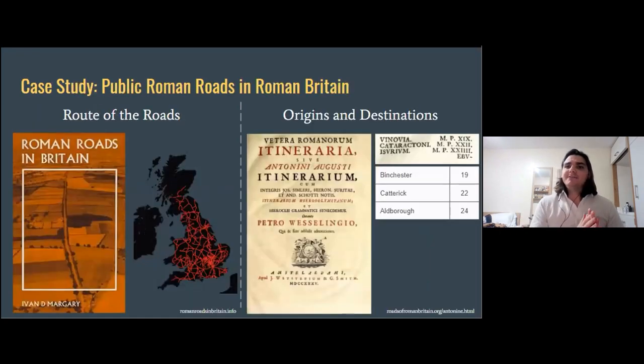Now that we've seen the general background, the method, let's get into the actual case study, modeling public roads in Roman Britain. To post-dictively model the Roman roads in Britain, there are two bits of information we need. First, the route of the roads, and the second, the origin and destination of these roads. For the route of the roads, I have predominantly used the roads traced by Ivan Margary and reported in his book, Roman Roads in Britain. These roads have been digitized by Mike Bishop and are freely available on his website.